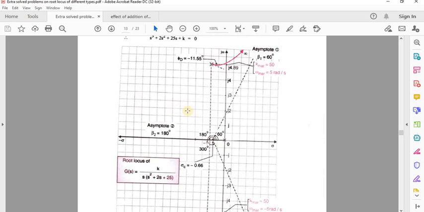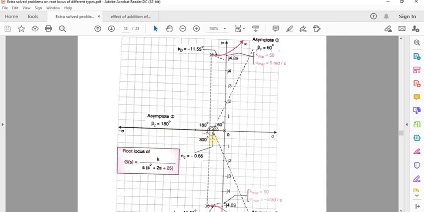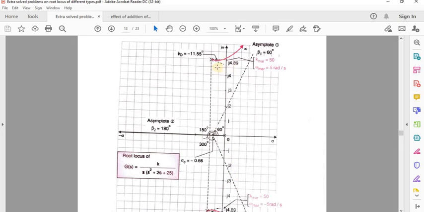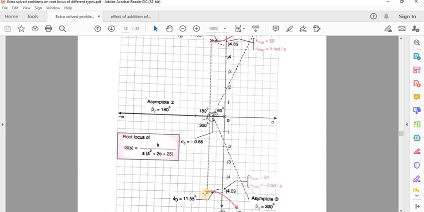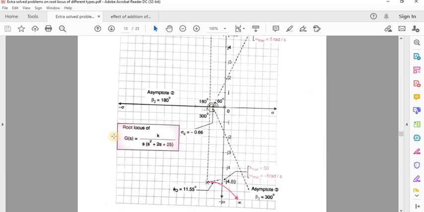So you can see here, these are your poles. The first one is minus 1 point something, and this will be minus 1 minus j. Just take the angle of departure for the first pole with respect to the intersection, then put your root locus along this side. So this is the root locus for G of s equal to k upon s square plus 2s plus 25.